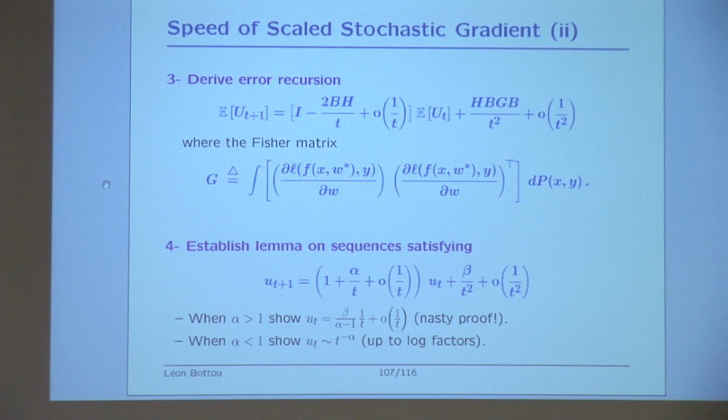And I'm going to work first on a one-dimensional sequence where Ut is a real, satisfying this. And you can show that when alpha is greater than 1 here, Ut is beta over alpha minus 1, over t, plus higher-order terms. And when it's less than 1, it's actually slow. And that's the same kind of recursion as the one we have. It's just a lot more complicated because of the residual terms.